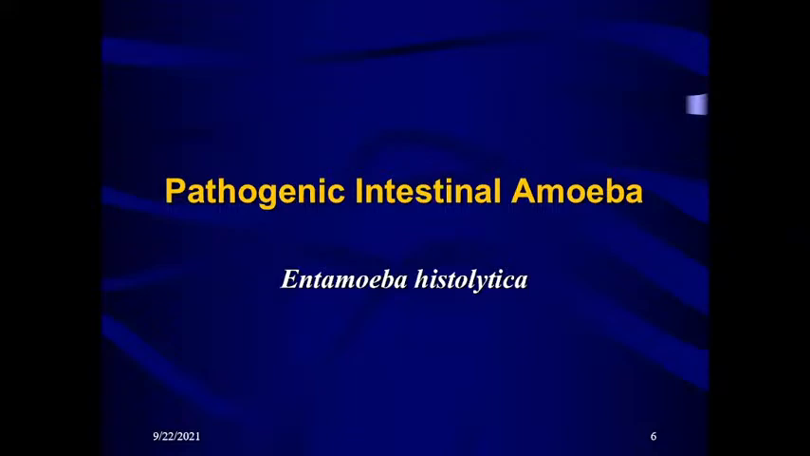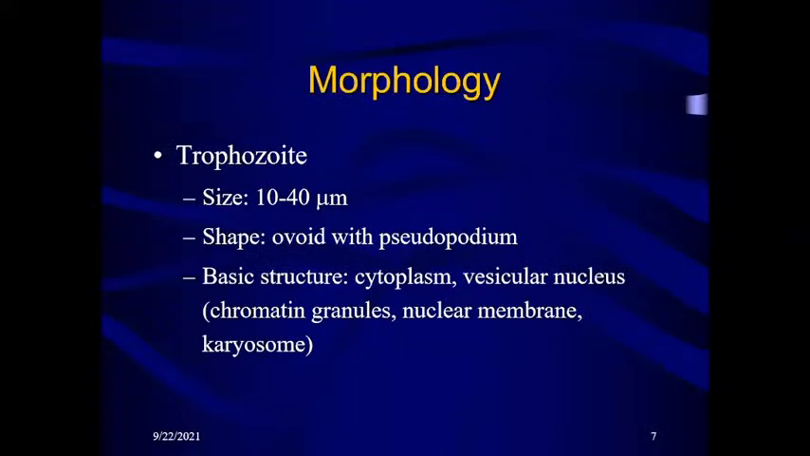Locomotive organelle, we know we have the pseudopodium, the flagellum, and cilia. The most important pathogenic intestinal amoeba is the Entamoeba histolytica. The trophozoite is the infectious type. They are usually 10 to 40 micrometers in diameter. The shape is ovoid with pseudopodium.